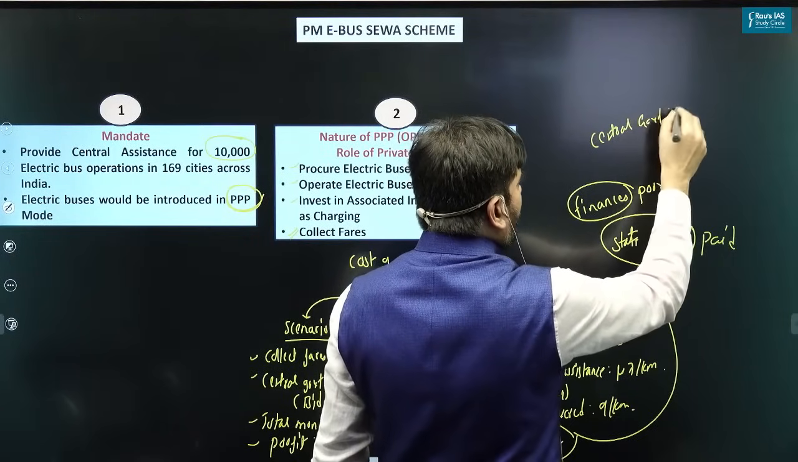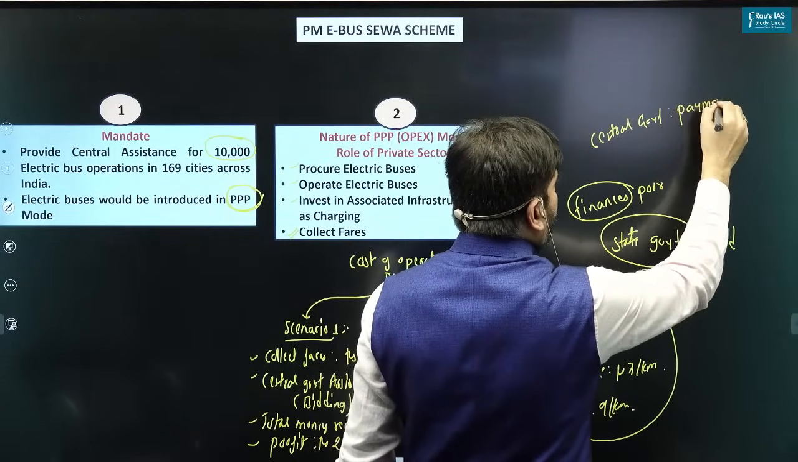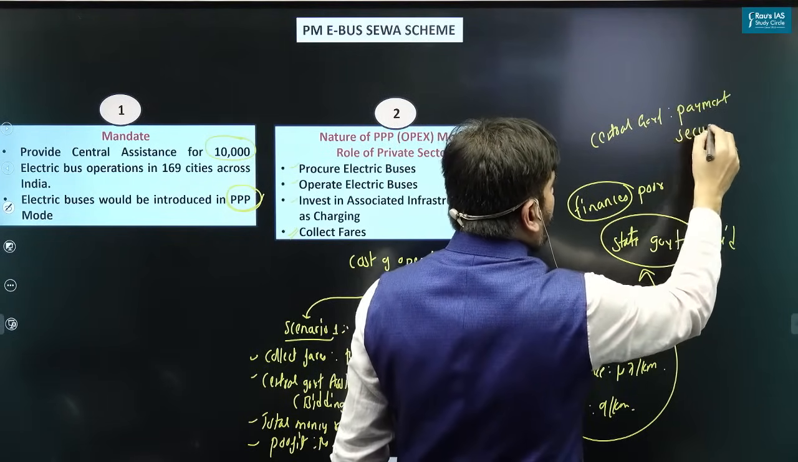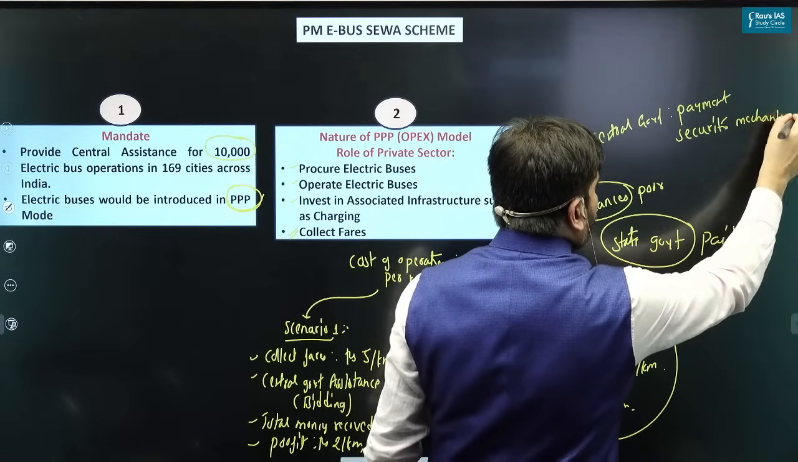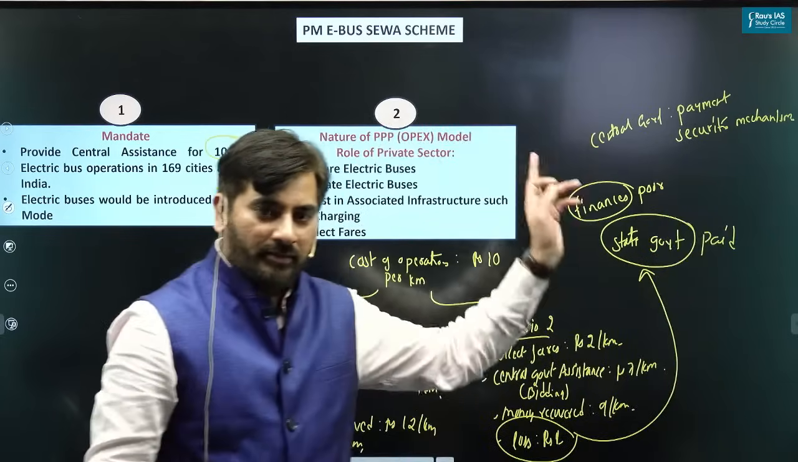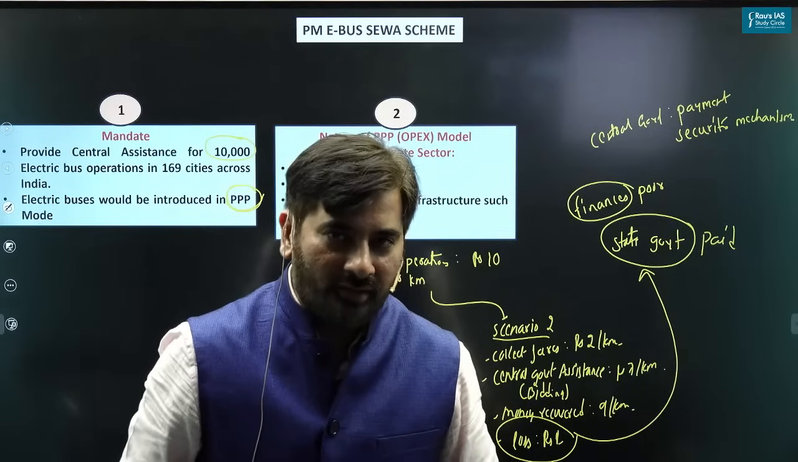And central government will provide what is called a payment security mechanism. Look at this word, payment security mechanism. This is what the finance minister has introduced in this year's budget.